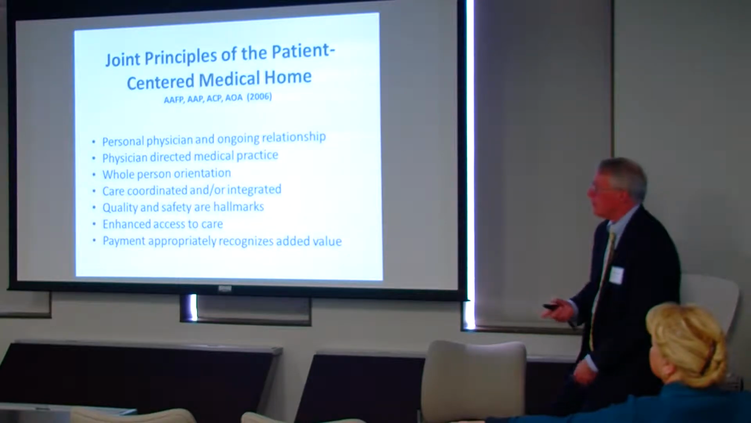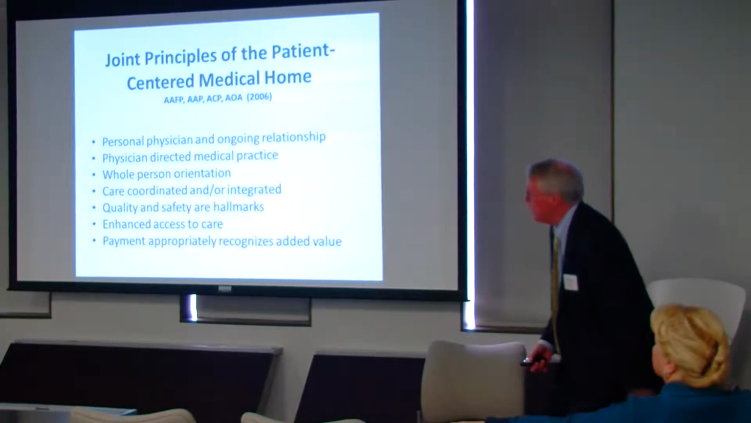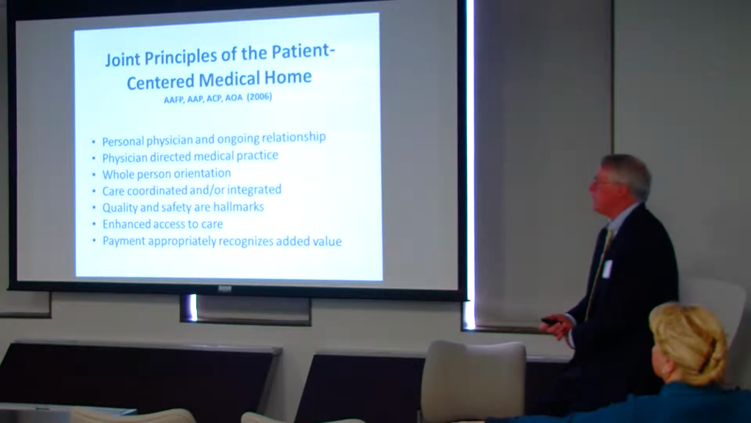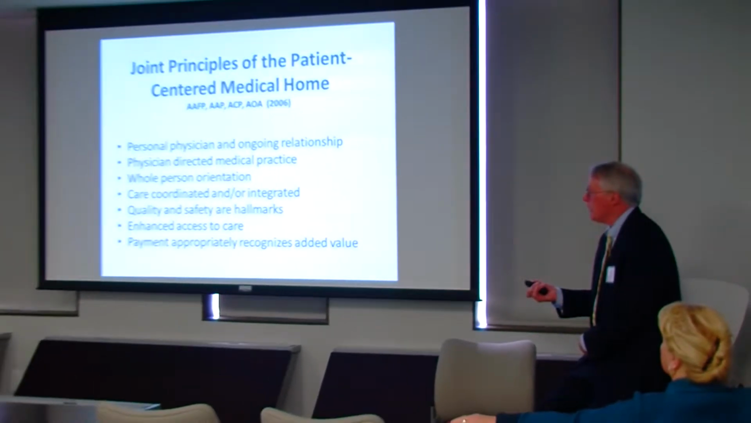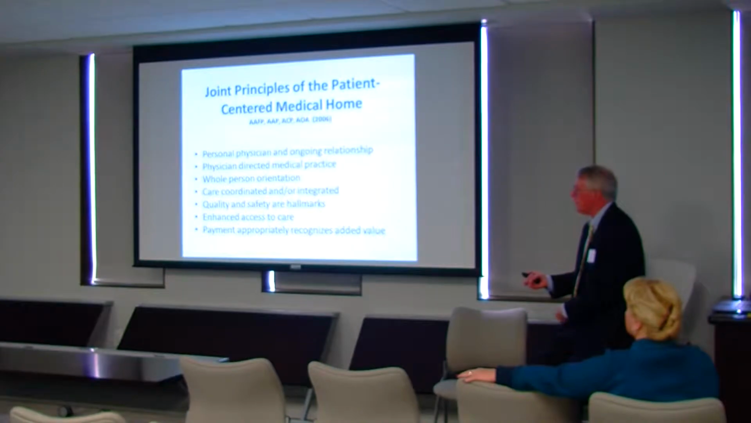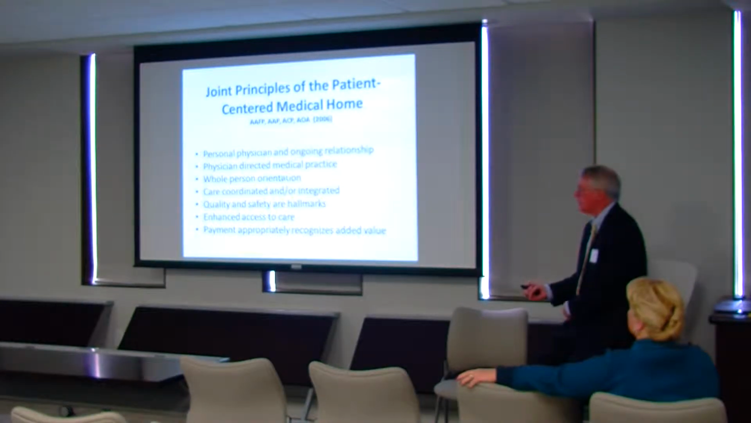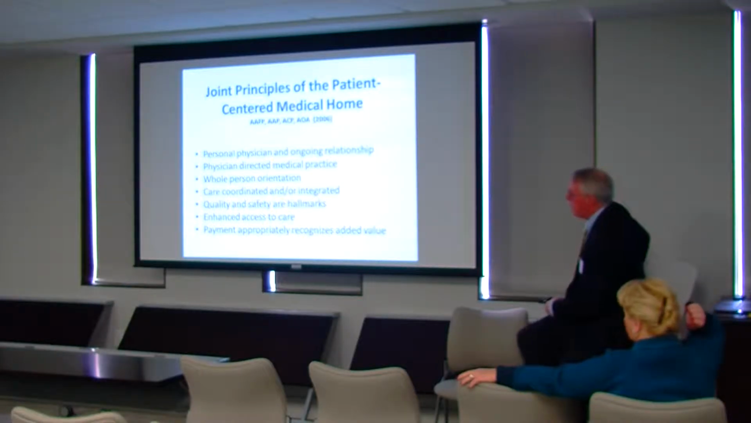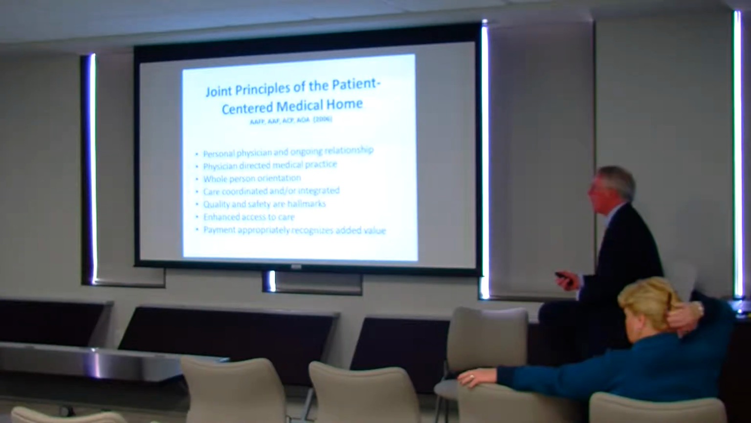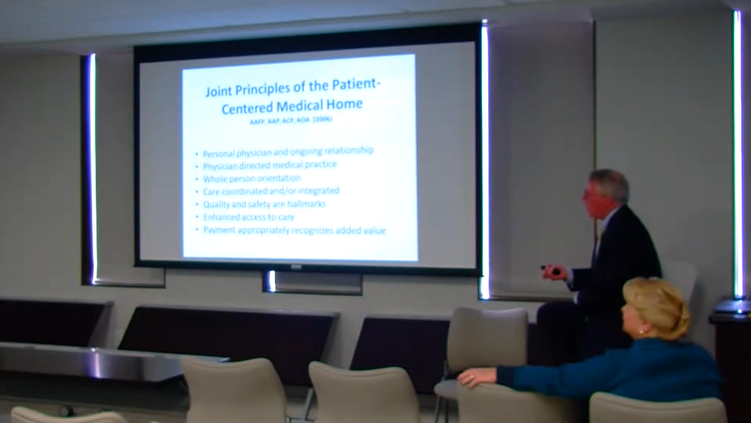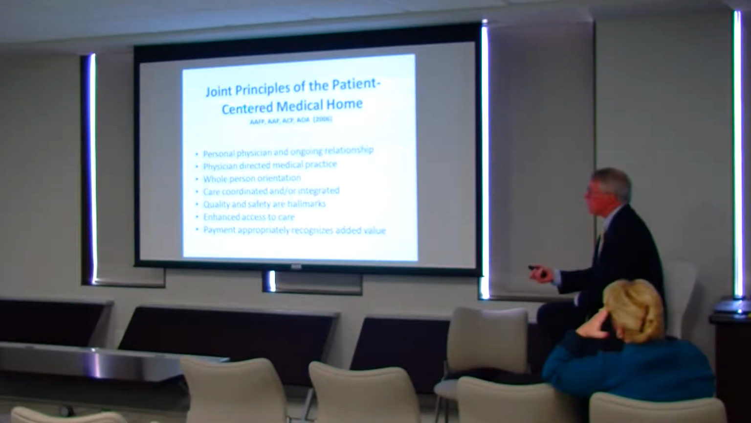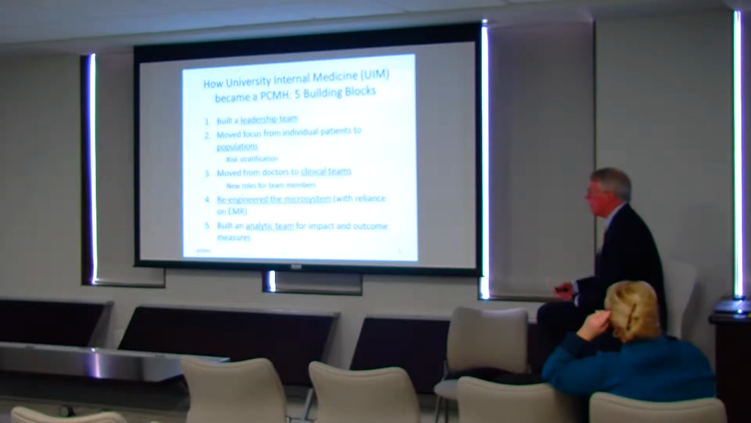So you heard about accountable care organizations. They're succeeding, some of them. These are the joint principles of the patient-centered medical home. Ongoing relationship within a team, where each patient has an ongoing healing relationship with the physician or other provider. They practice within a team. It's a whole person orientation. I make the joke that you really can't have a patient-centered medical home for the left lobe of the liver. Care is coordinated and integrated. Quality and safety are very focused areas. Enhanced access and payment. And these four groups don't agree on many things, but they agreed on this.